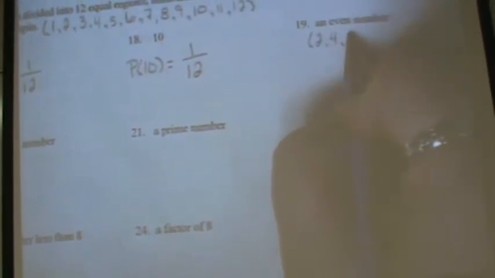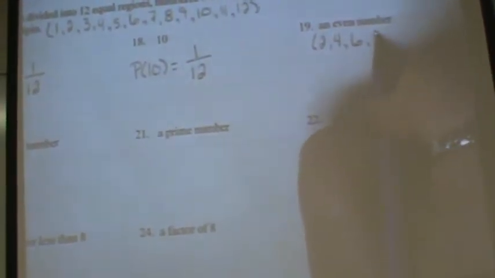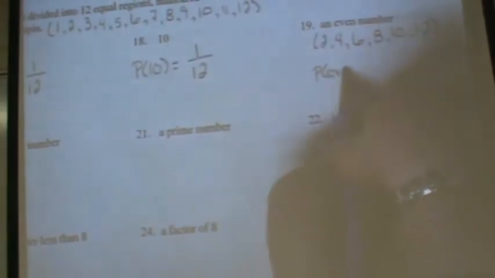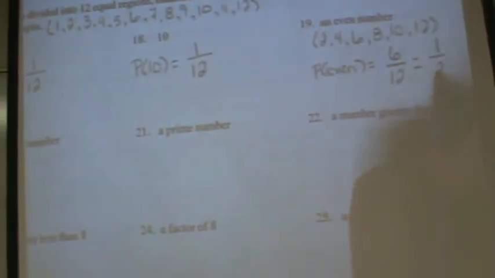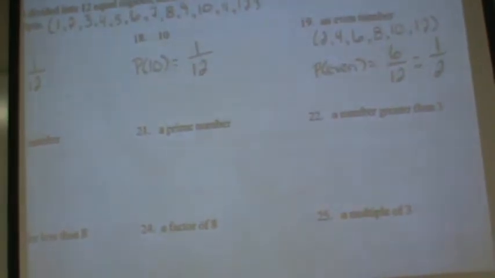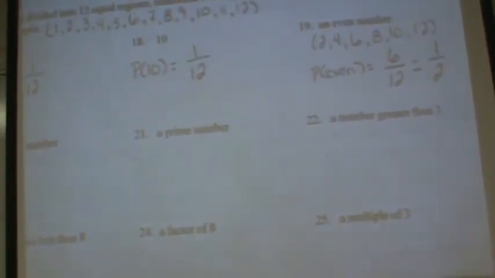19, that you get an even number. So our even numbers are 2, 4, 6, 8, 10, and 12. So probability of even, we've got 1, 2, 3, 4, 5, 6. So we've got 6 out of our entire set was 12, and we can reduce this to 1/2. So half of our numbers are even.